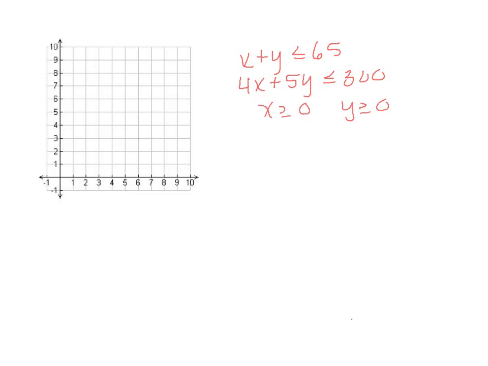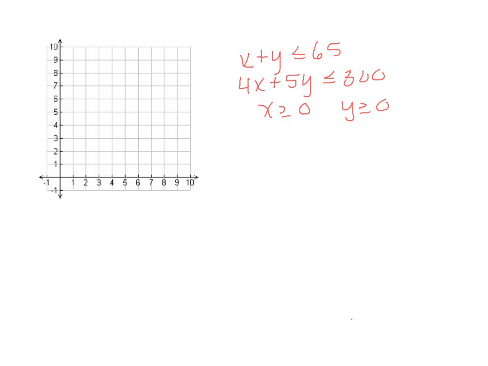So going to the next screen here, we can graph. Again, we have x plus y less than or equal to 65, and 4x plus 5y less than or equal to 300. We know that x has to be greater than or equal to 0 and y has to be greater than or equal to 0. So again, I only have the first quadrant here for us.